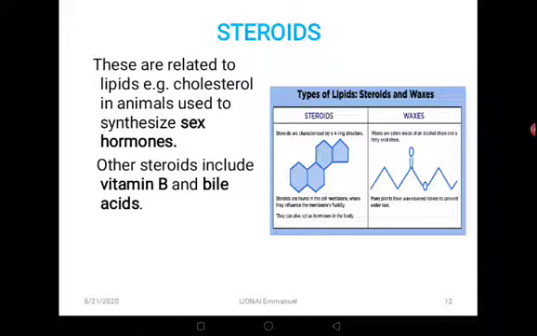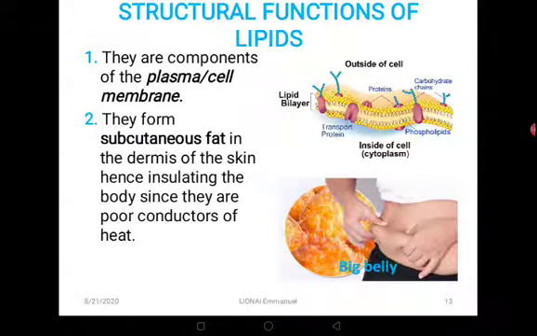For example, cholesterol that we know very well, which is in animals, is used for synthesis of sex hormones: progesterone, testosterone, estrogen. Those are the steroid hormones we're talking about. And then other steroids may include vitamin B and bile acids that are very vital in the bodies of mammals. So let's look at the structural functions of lipids.